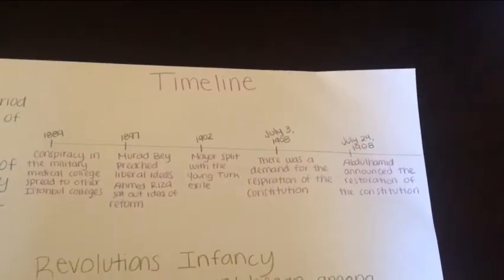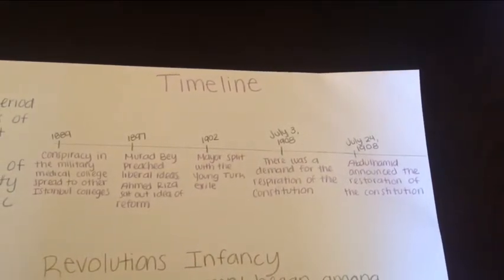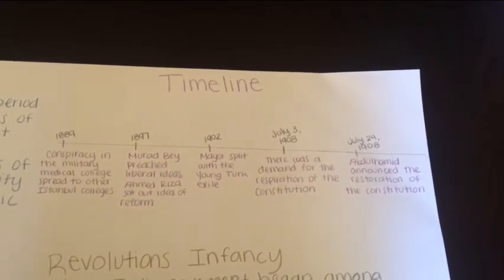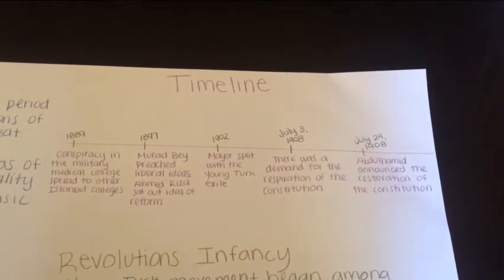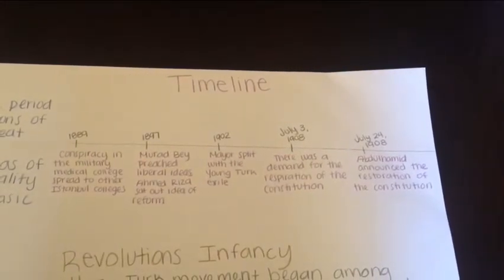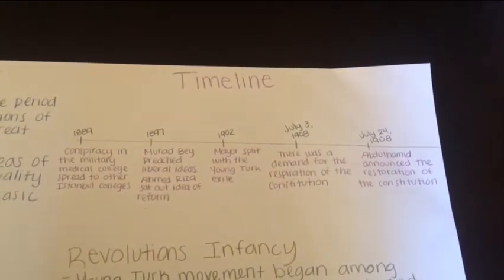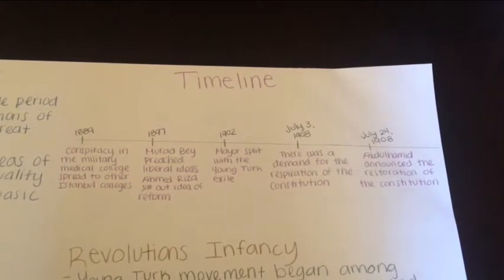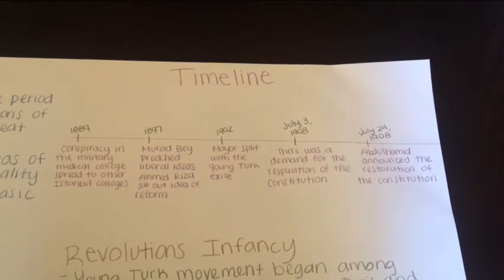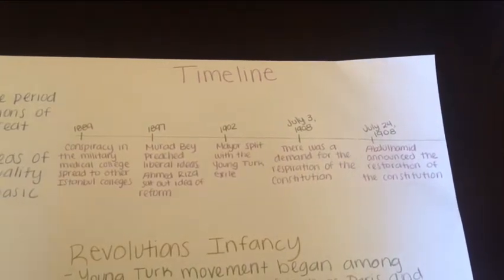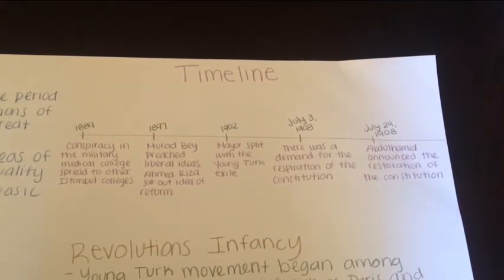The timeline: in 1889, conspiracy in the military medical college spread to other colleges. In 1897, Murad Bey preached liberal ideas. Ahmed Riza set out the idea of reform. 1902, a major split with the Young Turk exile. July 3, 1908, there was a demand for the restoration of the Constitution. July 24, 1908, Abdulhamid announced the restoration of the Constitution.